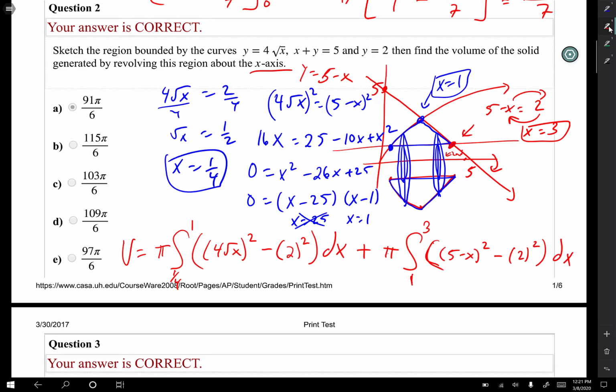So when you do that, let me type this into my calculator. You can do it by hand, but I'm just going to do it by calculator because it's just faster, guys. 4 square root of x squared minus 2 squared plus, and I'm just going to put the pi afterwards. Math 9, 1 to 3 of 5 minus x, close it, squared, minus 4. Enter. I get 15.166667. If I turn that into a fraction, I get 91 over 6. So my volume is 91 pi over 6.